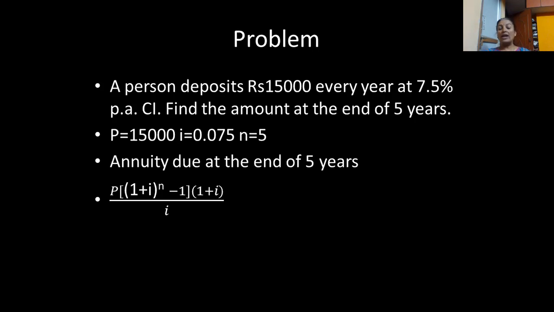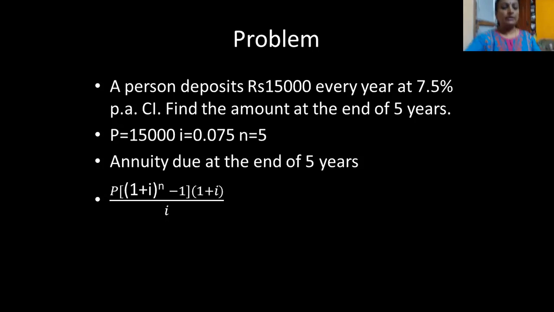So when we are calculating annuity due at the end of 5 years, the formula is a bit different here. The earlier formula was P within the bracket (1 plus I) raised to the power of n minus 1. But here, the formula is different because we are calculating the amount at the end of 5 years. So we have to have one more step: 1 plus I should be multiplied, and then it should be divided by I. Slight difference in the formula, you have to observe and understand.